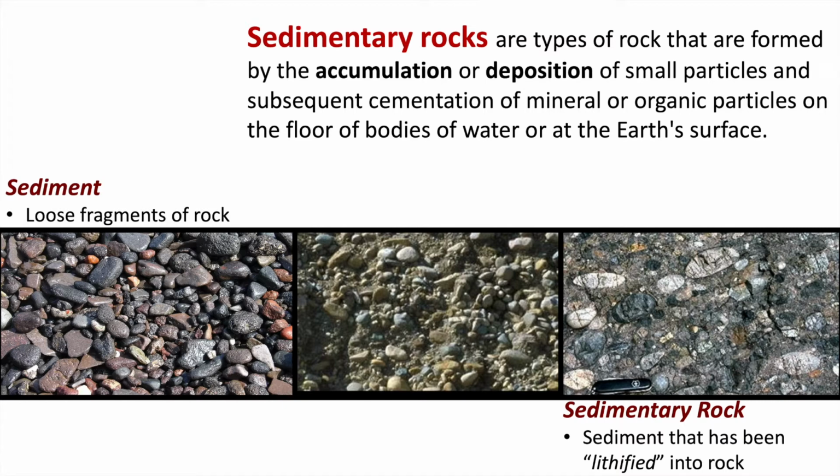If you've taken Geo 101, you've seen this slide of sediment on the left, which is made of loose fragments of rock that then get compacted and cemented together to form sedimentary rock over here on the right. We would say that all of these individual cobbles have now been lithified into a rock. And in a lot of cases, sedimentary rocks are made up just of pieces of other rocks.